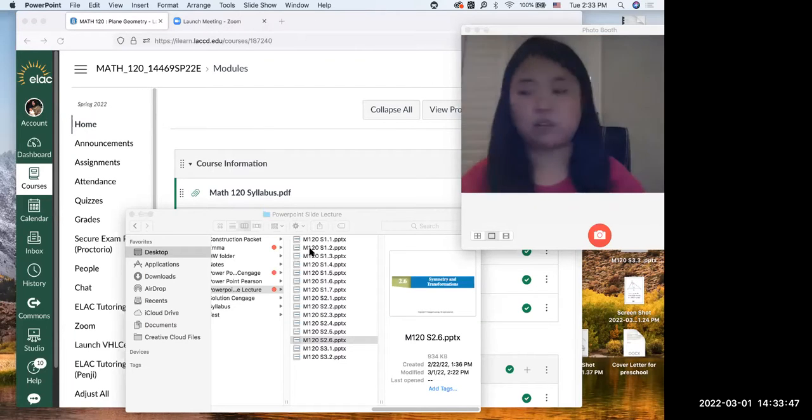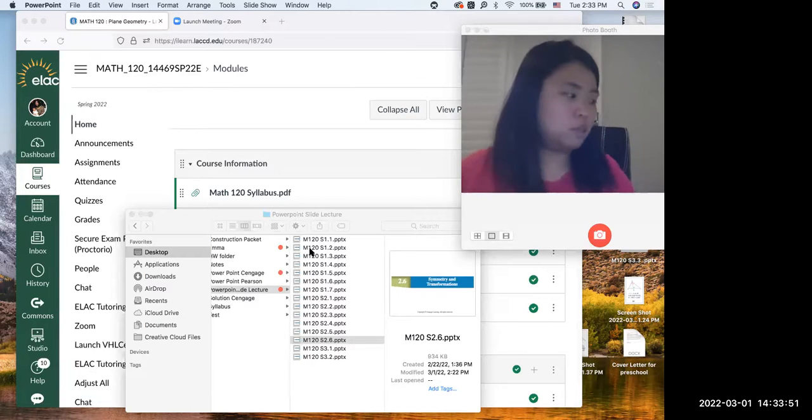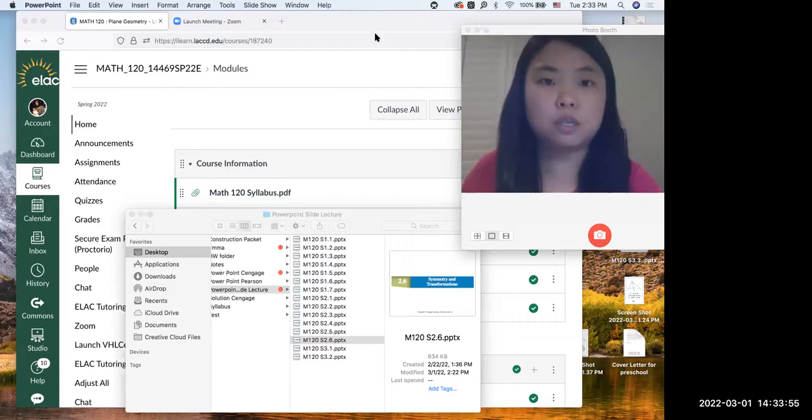Okay, ready, right? So let me set it up. Let me set up my camera so you guys can see how I do that. Okay, so please get ready with your compass.